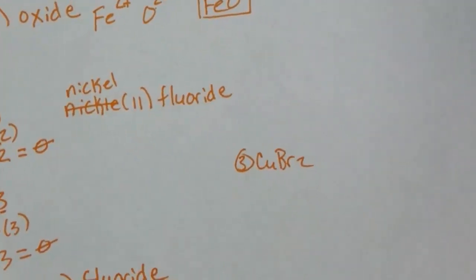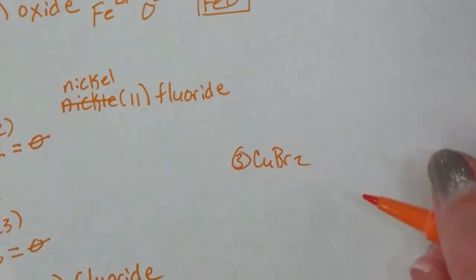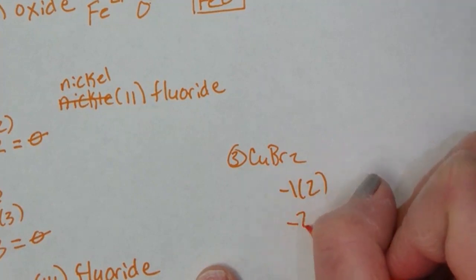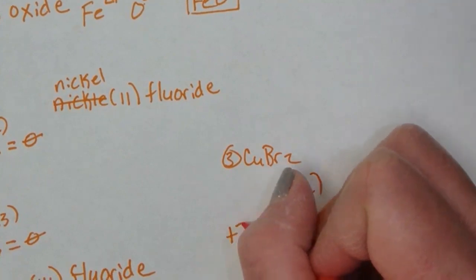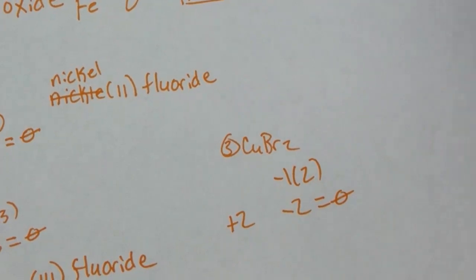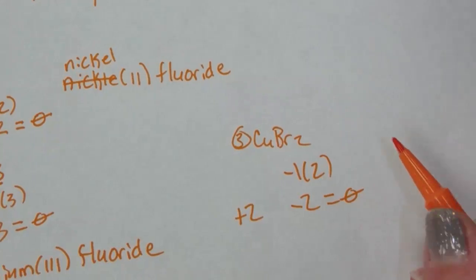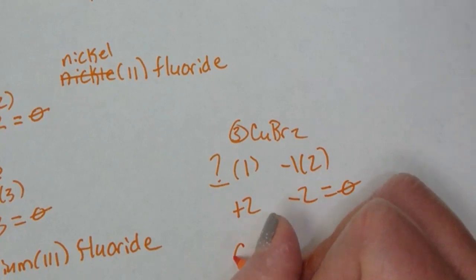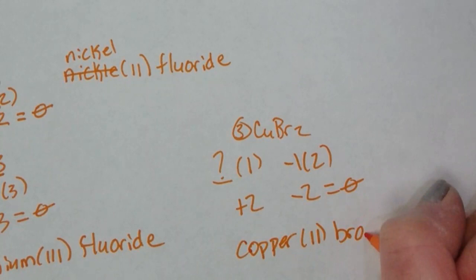All right. CuBr2. Br is a -1. There are 2 of them. So that is an overall -2. My compound must be neutral, which means I need 1 copper to be a 2+. So I need this copper overall to be a 2+. There's only 1 of them. So what times 1 is 2? 2. Copper 2 bromide.